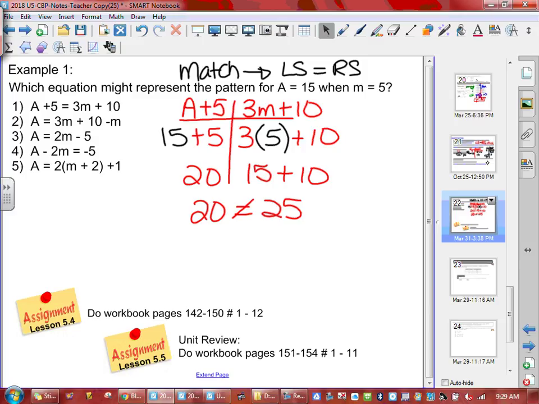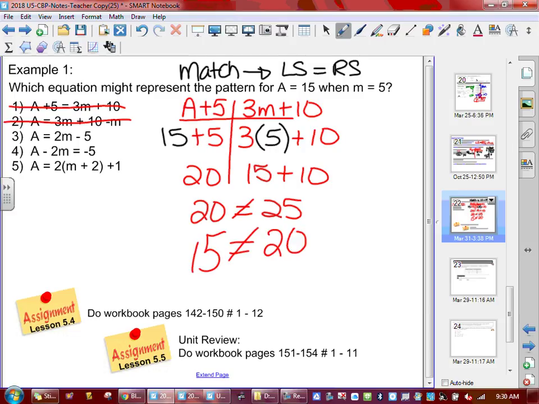Okay, all eyes up here. Hopefully you had a chance to go through this. Group 1, did you get 20 wasn't equal to 25? Perfect. So the first one did not match, so we can cross the first one off. Group 2, did it match, left side, right side? No. What did you get? 15 and 20. 15 doesn't equal 20 on number 2.